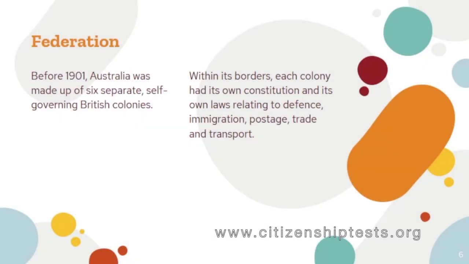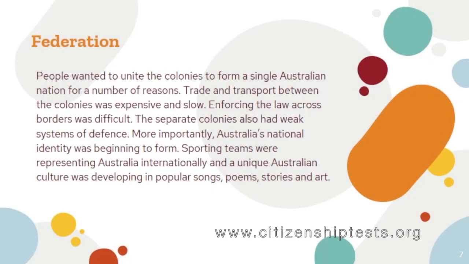Before 1901, Australia was made up of 6 separate, self-governing British colonies. Within its borders, each colony had its own constitution and its own laws relating to defence, immigration, postage, trade and transport. People wanted to unite the colonies to form a single Australian nation for a number of reasons.